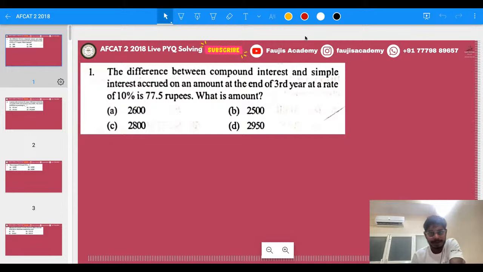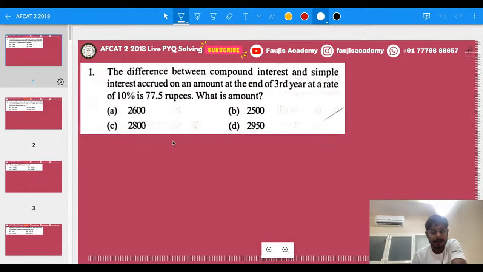The first question is about the difference between the compound interest and the simple interest accrued on an amount at the end of 3 years at the rate of 10% is 77.5. This entire paper is going to be very easy. It's not going to be that tough.